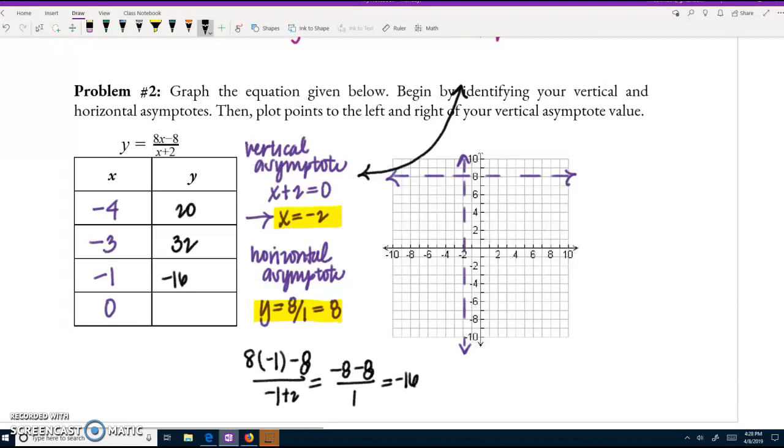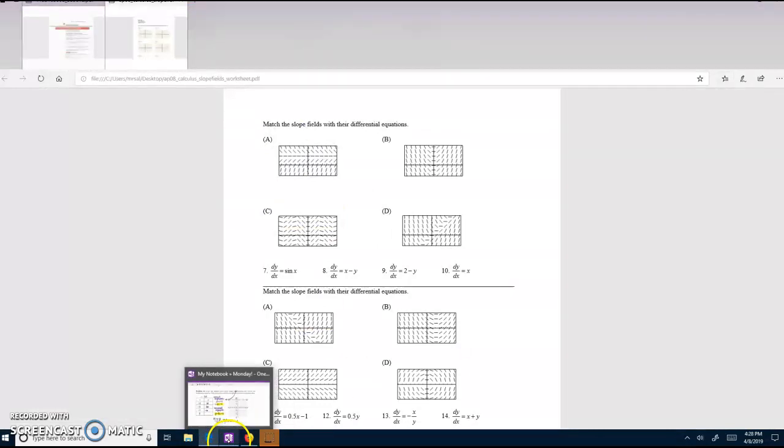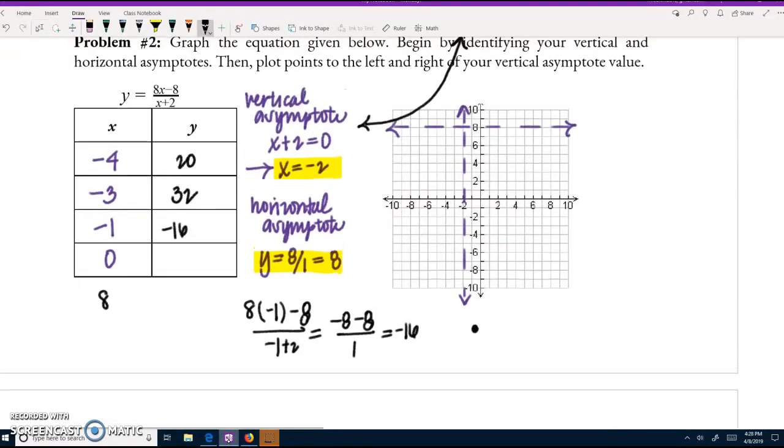So still not quite really well on my chart. So -1, -16 is going to be down here. And then if I plug in 0, I will have 8 times 0 minus 8 over 0 plus 2.